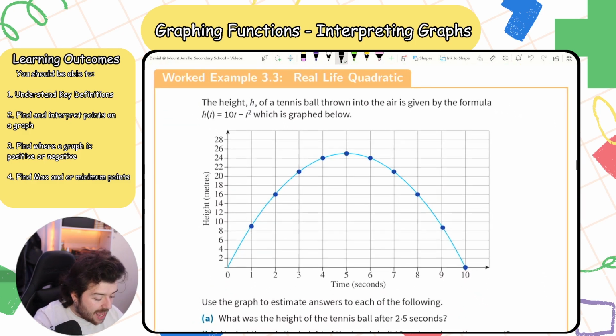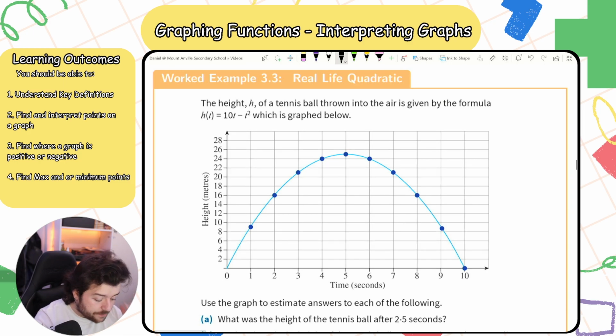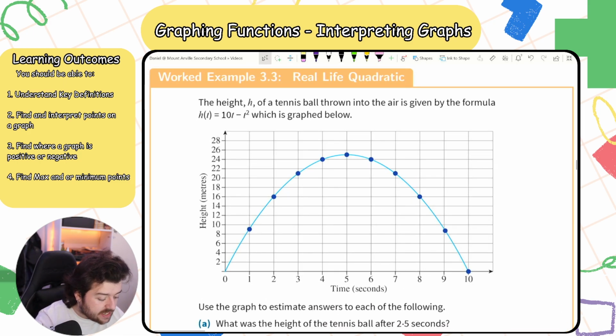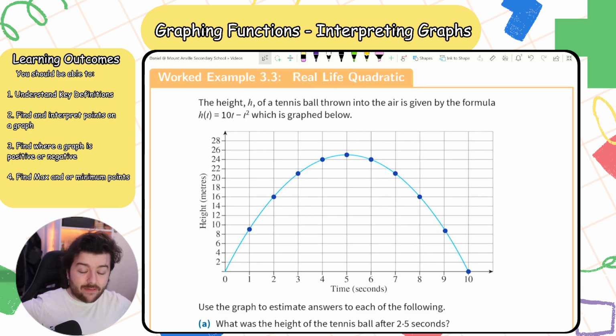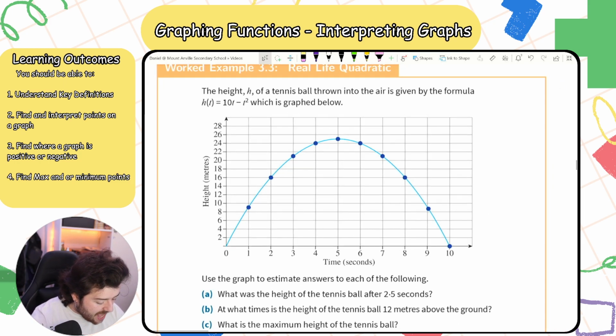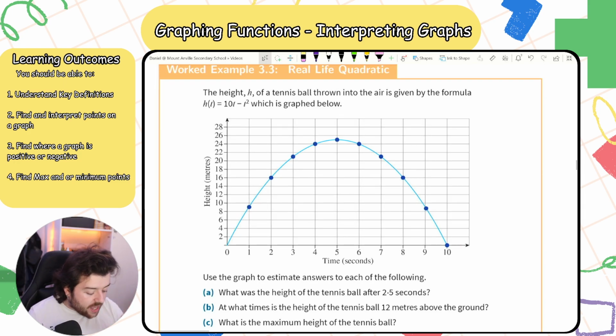So let's look at a real life quadratic graph now. The height h of a tennis ball thrown into the air is given by the formula H of t equals 10t minus t squared, which is graphed here for us. Use the graph to estimate the answers to each of the following. What is the height of the tennis ball after 2.5 seconds?